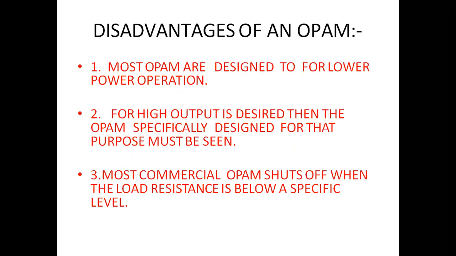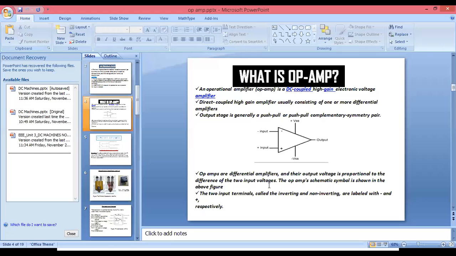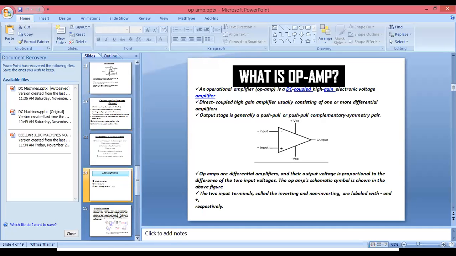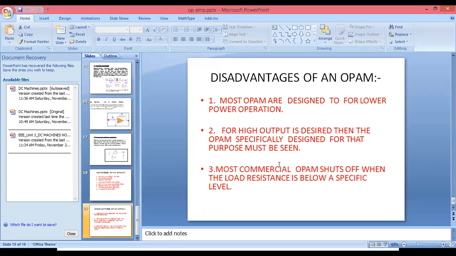There are some disadvantages of the operational amplifier. Most op-amps are designed for low power operation. If we require higher output from the op-amp, it has to be specifically designed for that purpose with special specifications. And most commercial op-amps shut off when the load resistance falls below a specific level.